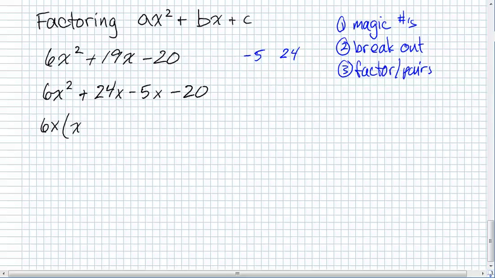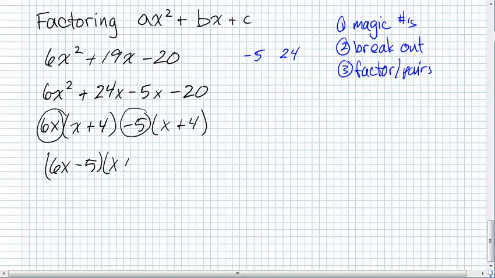Okay, and then from the second set, I see I have a negative 5x, negative 20, so I'm going to factor out a negative 5, leaving behind x plus 4 again. And again, you see that x plus 4 is common to both, leaving behind 6x and negative 5. So 6x minus 5 times x plus 4, or x plus 4 times 6x minus 5. Doesn't matter which one you do.